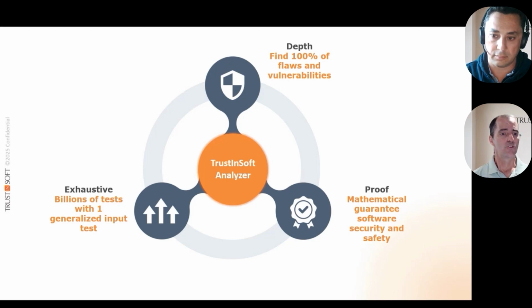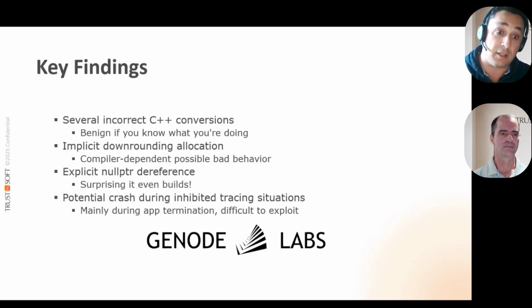So if you do want to find out any more information about TrustInSoft, click on the link below, go to trustinsoft.com, and we look forward to sharing a few more of these. Upcoming next is libgit2, if my memory serves me. Keep me honest, Roland. Yeah, that's right. After Genode, where we did find a few things, and they actually corrected them, the next one is libgit2.